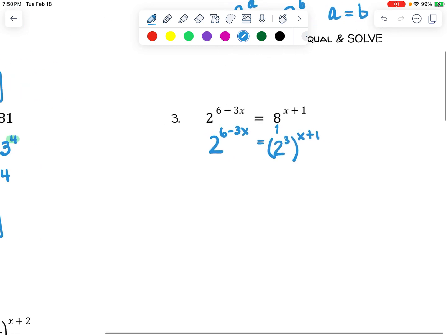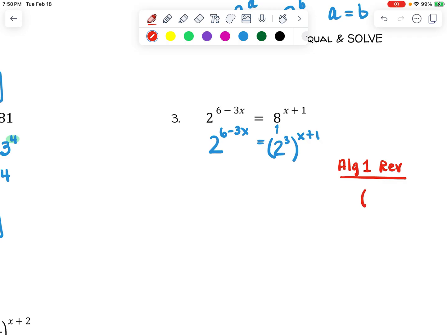Now, Algebra 1 review, right? Put that off to the side. When you had x to the fourth power raised to the fifth power, you were allowed to multiply your exponents and say that that's x to the 20th, okay? The same thing is true except for this x plus 1 is your entire exponent.